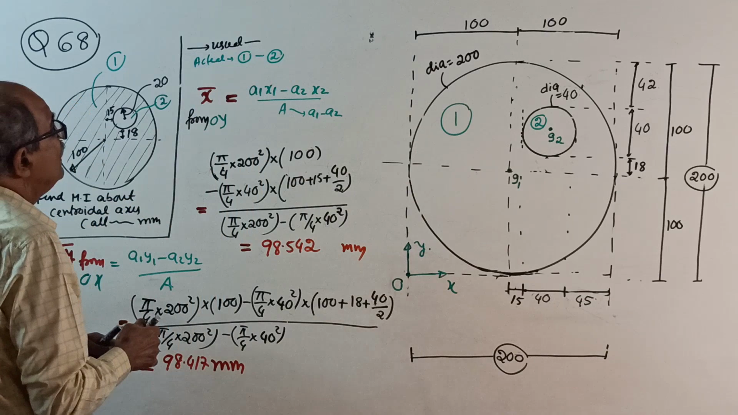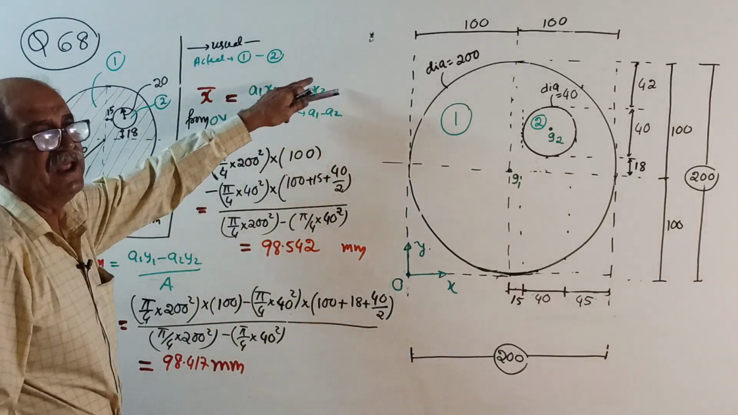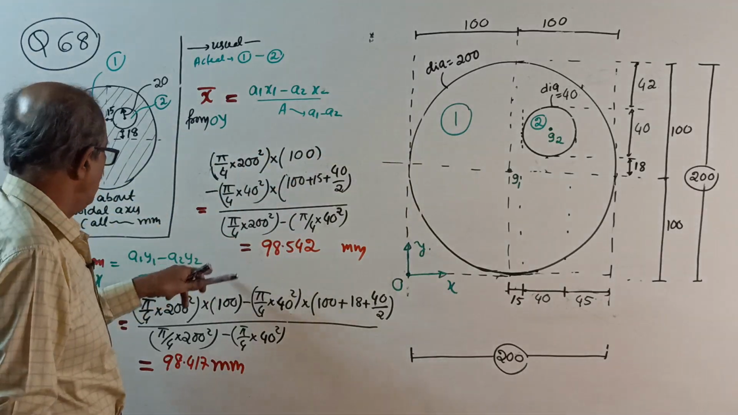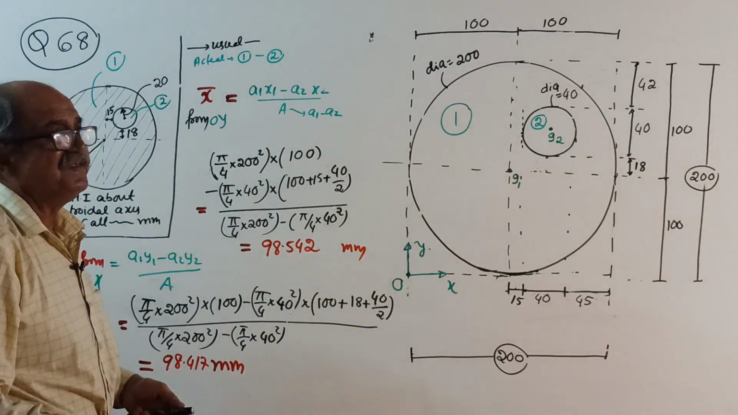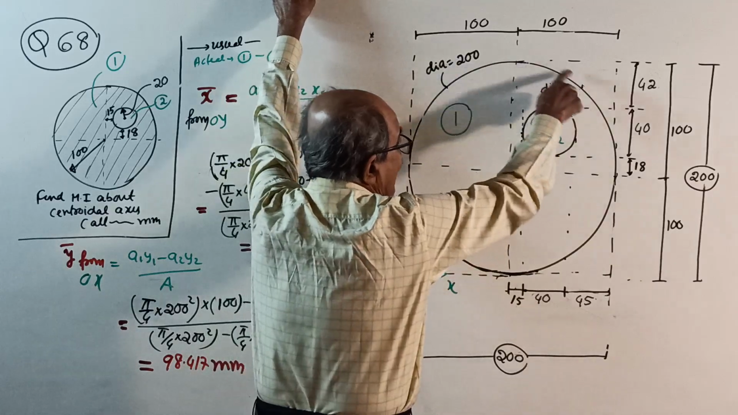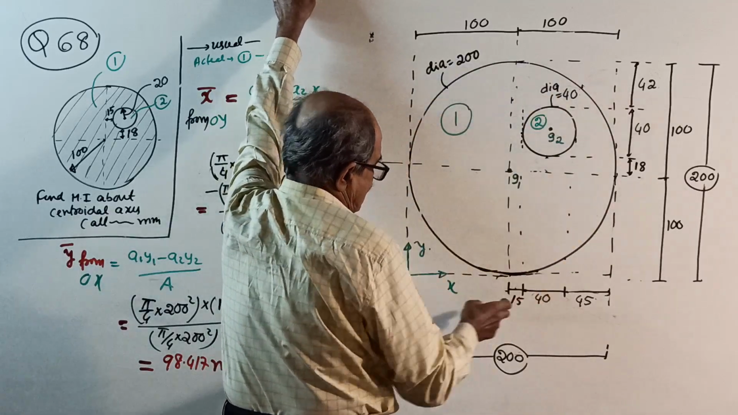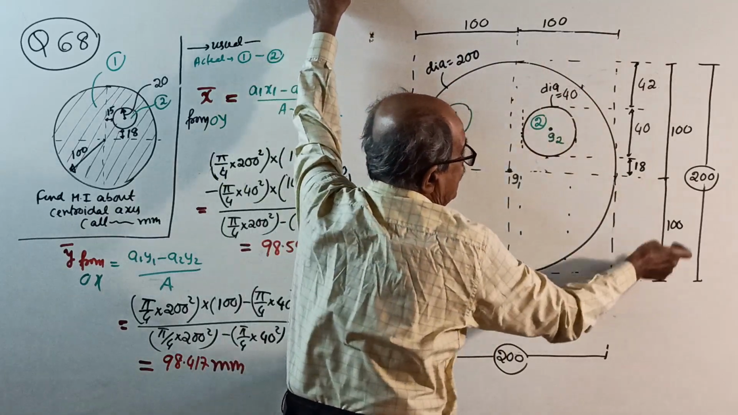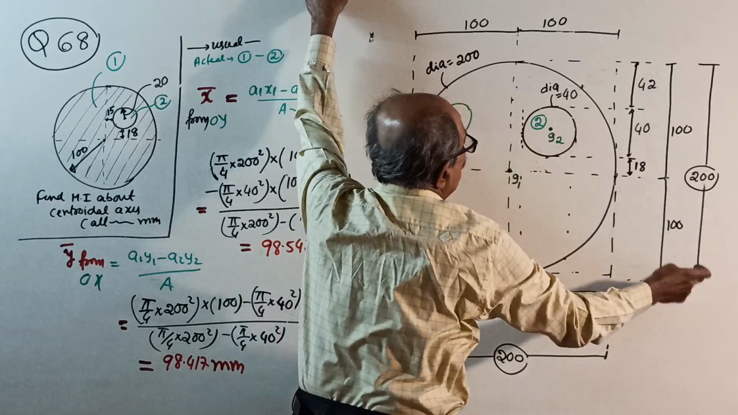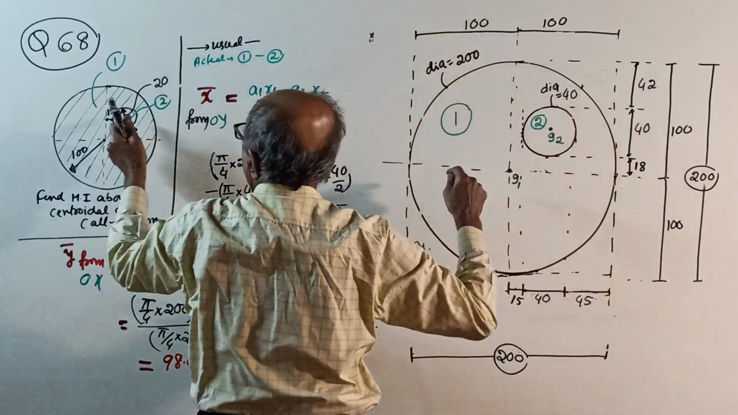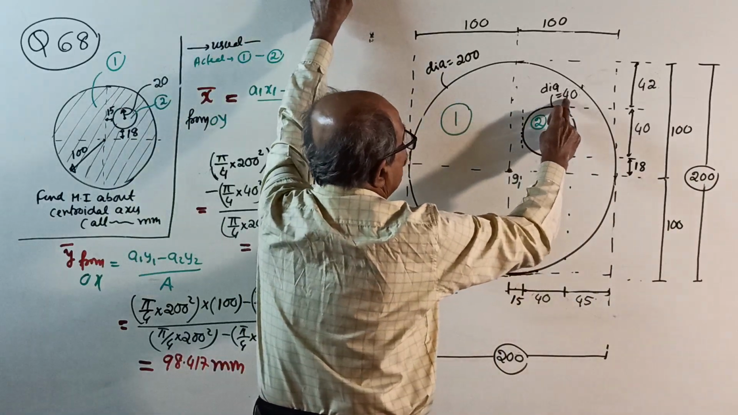Accordingly, x bar equals (a1 x1 minus a2 x2) divided by (a1 minus a2). Same formula for y bar. You know all these things. Draw a neat sketch, as neat as possible. Diameter 200, so radius 100. For the cutout circle, radius 20, so diameter 40.